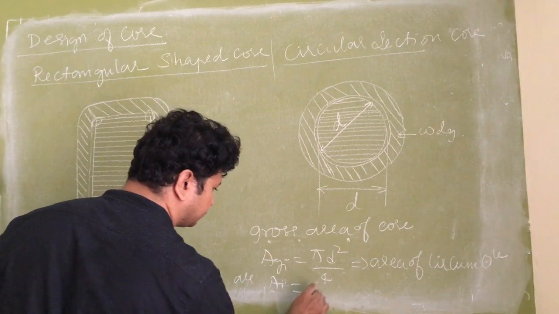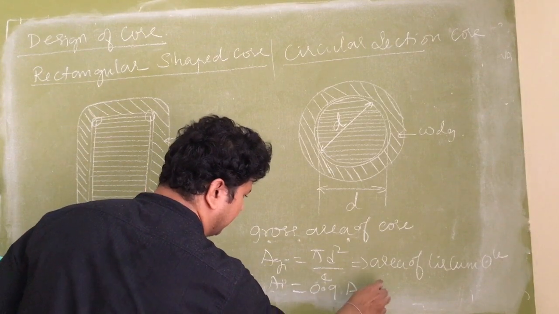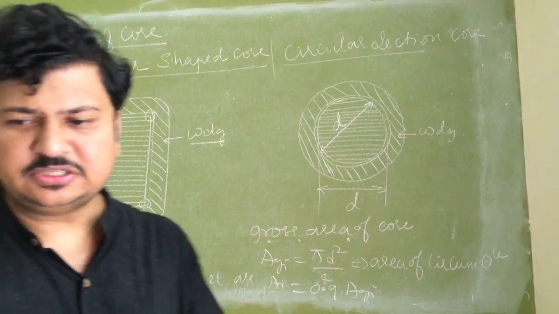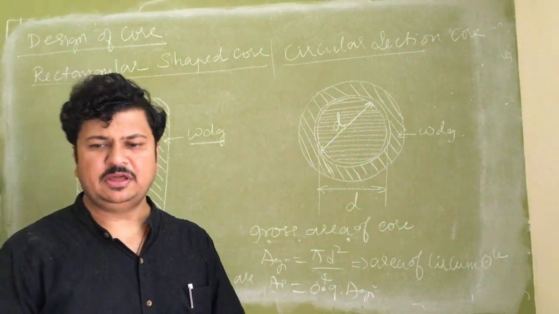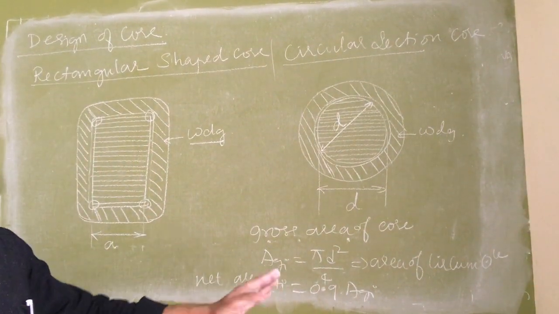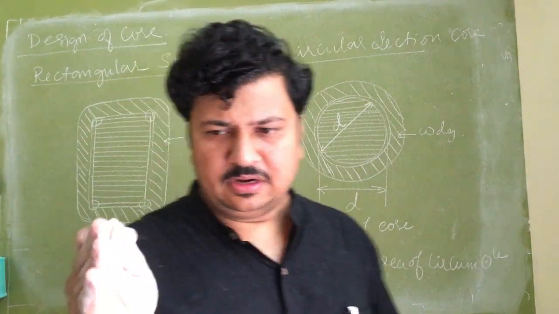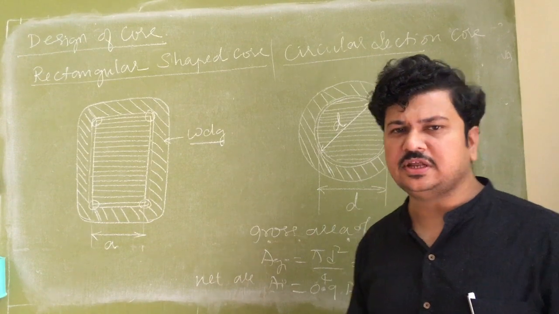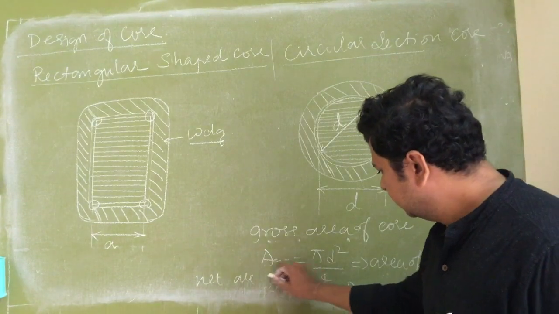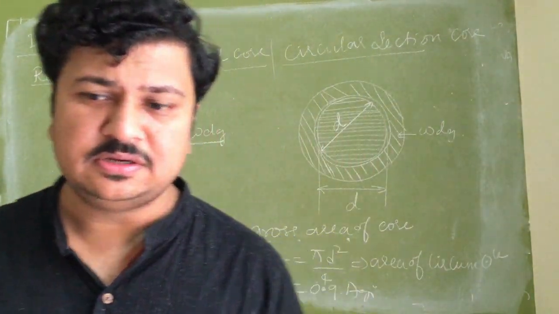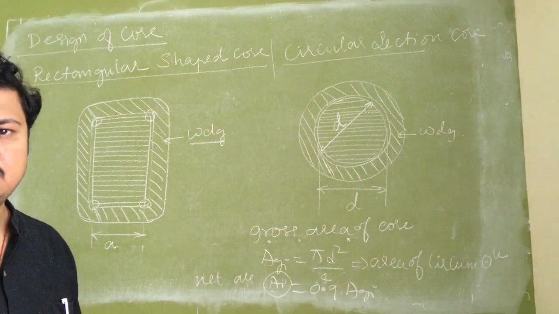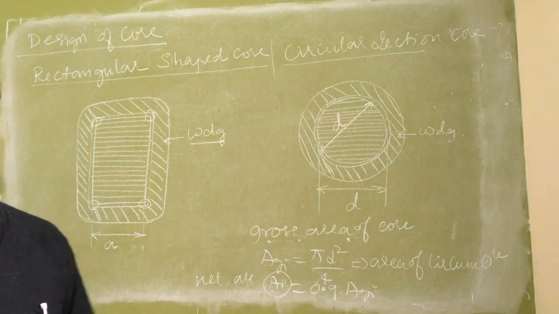AI is equal to 0.9 into AGI, where 0.9 is the stacking factor. We know between every two laminations there is an insulation. If I take out the area of insulation, that is stacking factor. What is stacking factor? It is the ratio of net area to gross area. So if I multiply the stacking factor to the gross area, I get the net area. So area of utilization of the core is 90% depending upon the stacking factor. If the stacking factor is 0.95, area of utilization is 95%.